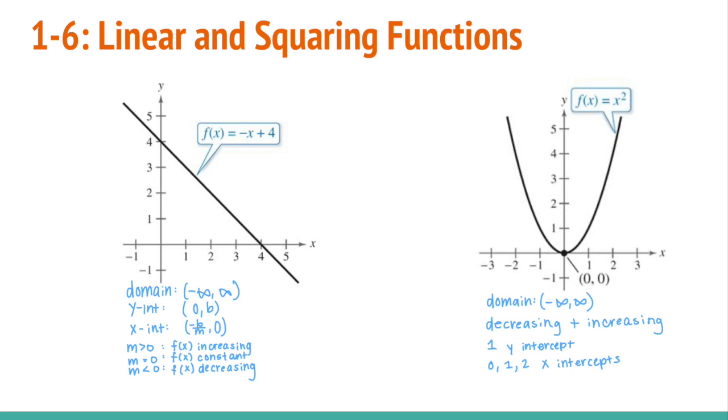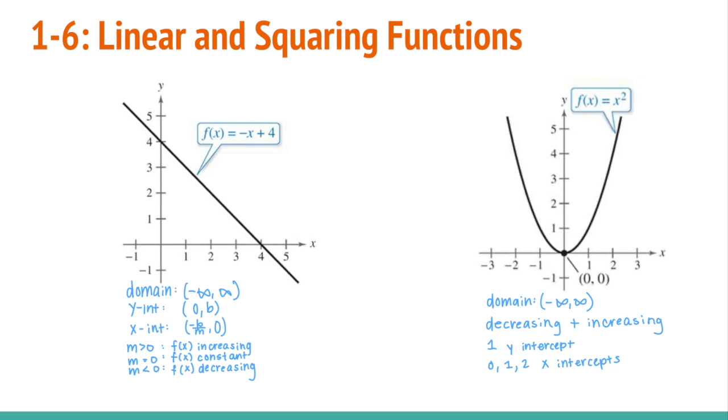So we know what it looks like, a straight line. Our domain is negative infinity to positive infinity. We talked about how in class today there's no restrictions on that domain. We know that our y-intercept is (0, b), and our x-intercept is (-b/m, 0).